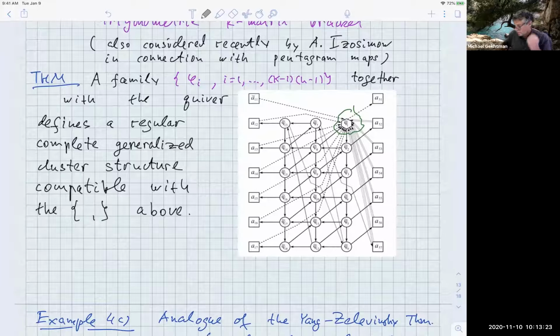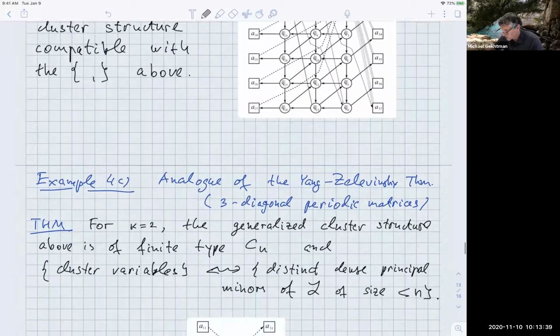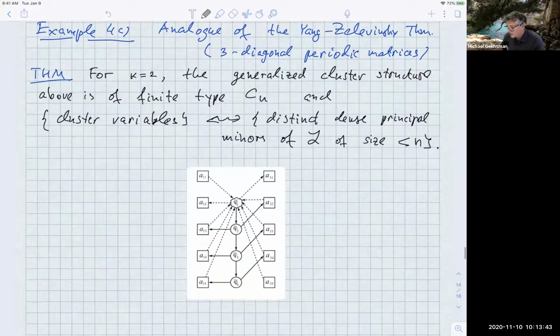All right, so maybe this is time to go back to this example of Yang and Zelevinsky that we talked about previously, which was finite tridiagonal matrices. So what happens if k is equal to 2? That means we have just tridiagonal periodic matrices. In this case, this generalized cluster structure turns out to be of finite type, but not of finite type A_{n-1}, as before. It will be of finite type C_n. The cluster variables in this case will again correspond to distinct dense principal minors of size less than n, but not of the finite matrix, but of the infinite tridiagonal matrix. So it's another nice realization of a generalized cluster structure of type C_n.